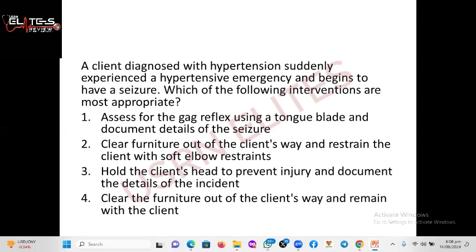A client diagnosed with hypertension suddenly develops a hypertensive emergency and begins to have a seizure. Which of the following interventions are most appropriate? We have: assess for the gag reflex using a tongue blade and document the details of the seizure. Clear the furniture out of the client's way and restrain the client with soft elbow restraints. Hold the client to prevent injury and document the details. Clear the furniture out of the client's way and remain with the client.